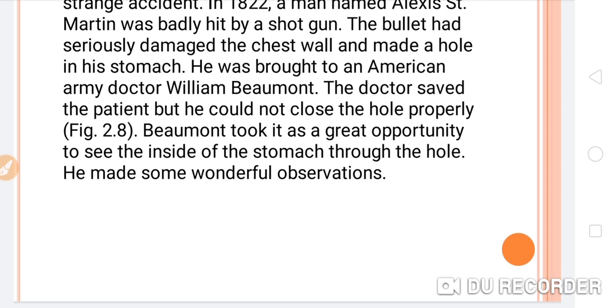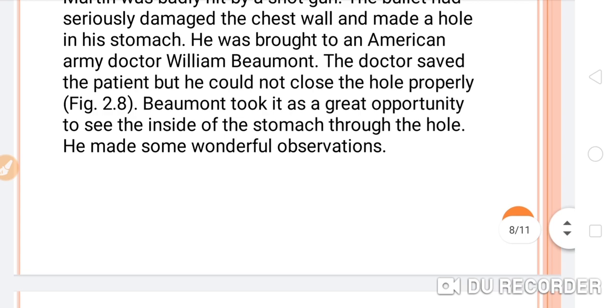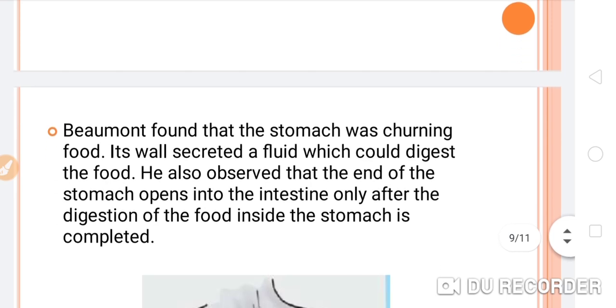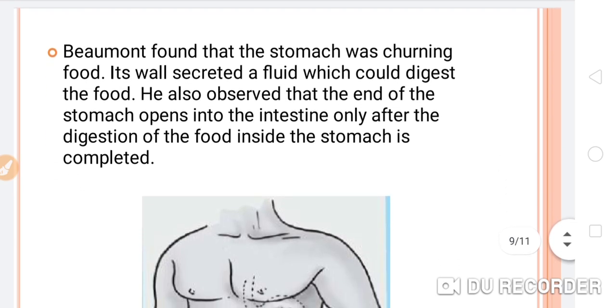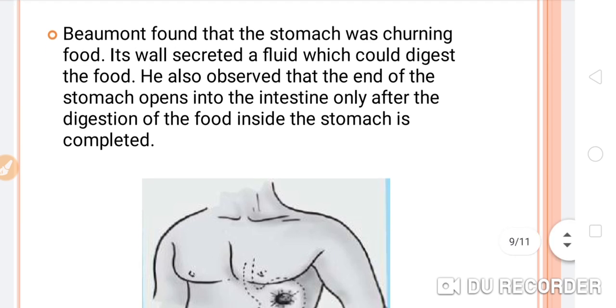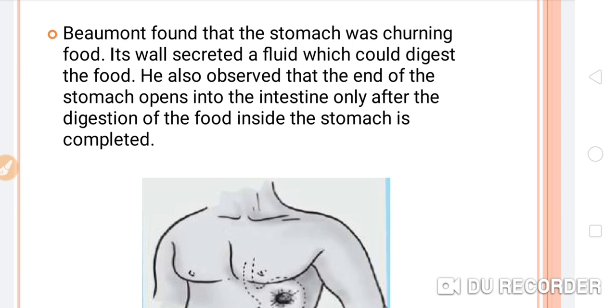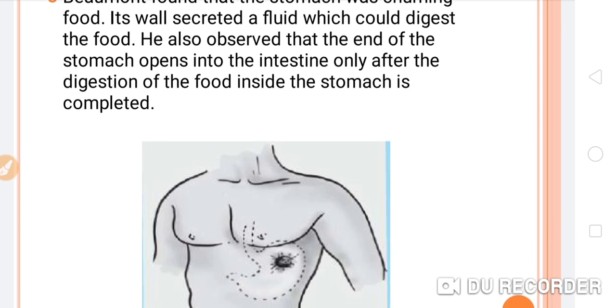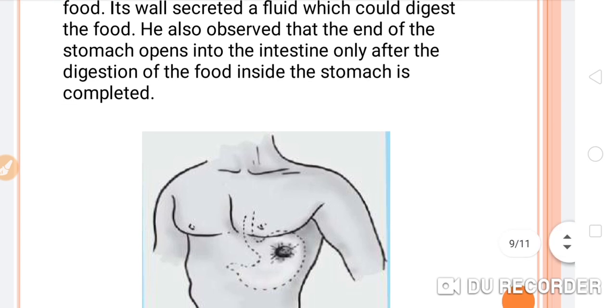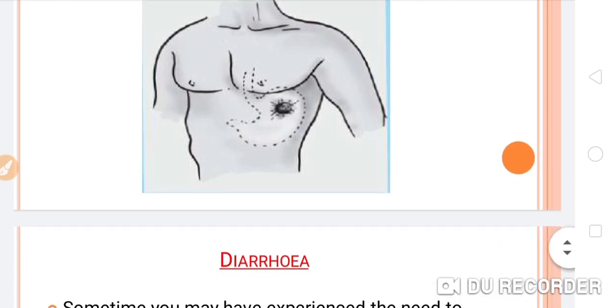Beaumont took it as a great opportunity to see the inside of the stomach through the hole. He made some wonderful observations. Let's see what were the observations. Beaumont found that the stomach was churning food. Its wall secreted a fluid which could digest the food. He also observed that the end of the stomach opens into the intestine only after the digestion of the food inside the stomach is completed.